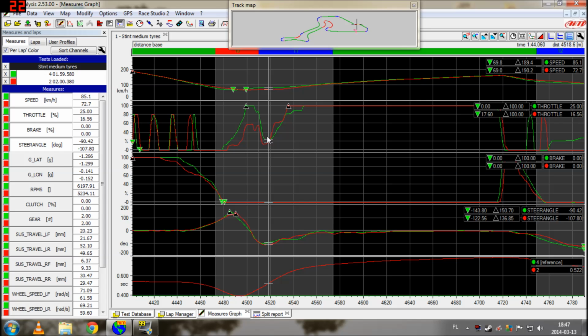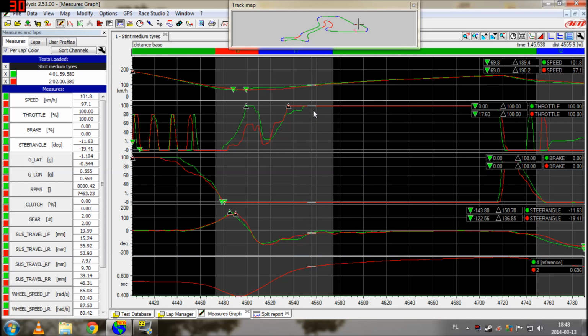The second part of the chicane, I was on the throttle more on the quick lap, and again the throttle application, even though the red lap throttle application was quicker, look how much more speed I carried through the chicane. 10 kilometers per hour. Here, yeah, about 10, 11 kilometers per hour, and it was enough to increase the gap. Of course, here the speed difference is less, about 2 or 3 kilometers per hour.